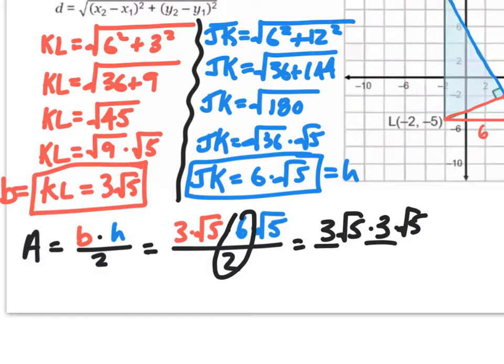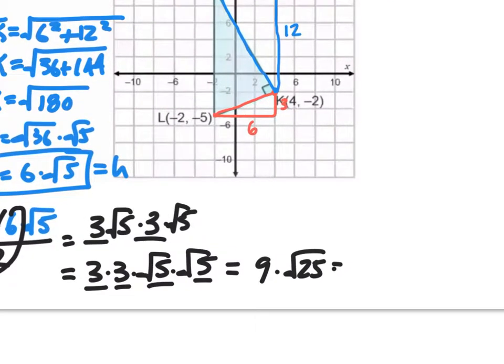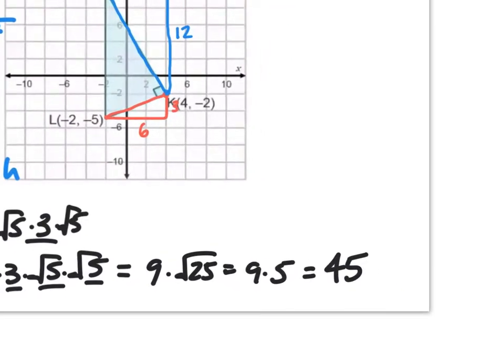We don't have to put this in the calculator because I've got 3 times the square root of 5 times the square root of 5. Okay, 3 times 3 is going to give me 9. And then the square root of 5 times the square root of 5 is actually just going to give me the square root of 25, which is just 5. So you end up just getting 9 times 5. So then the area is equal to 45 units squared.